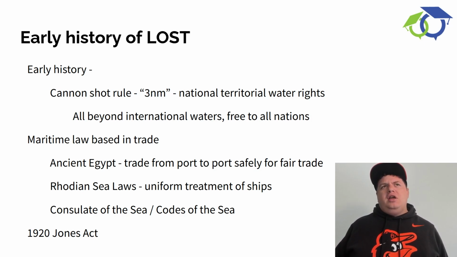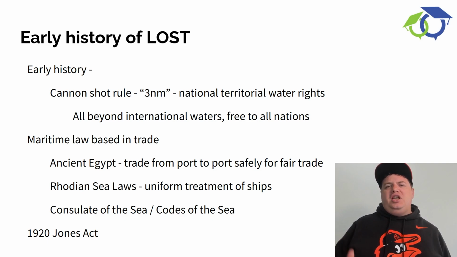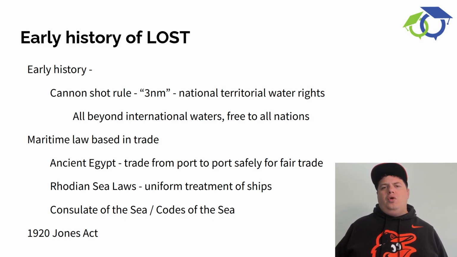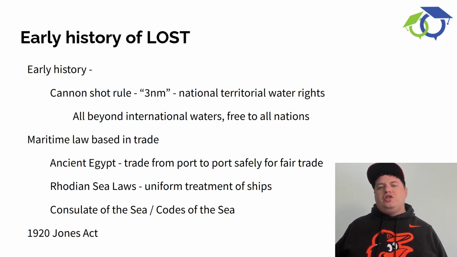There's other maritime laws that are based in trade. If we look back in ancient Egypt, they were one of the first states to have maritime laws, and they were based on having safe trade from port to port in order to have fair trade once a ship arrived at that port. Simply said, these maritime laws allowed for free trade in ancient Egypt. This was also the same case in the Byzantine Empire, where you see different sea laws that allow for the uniform treatment of different ships. The reason you would have this is it would allow different states or different individuals to have uniform treatment in terms of trading with different parties.